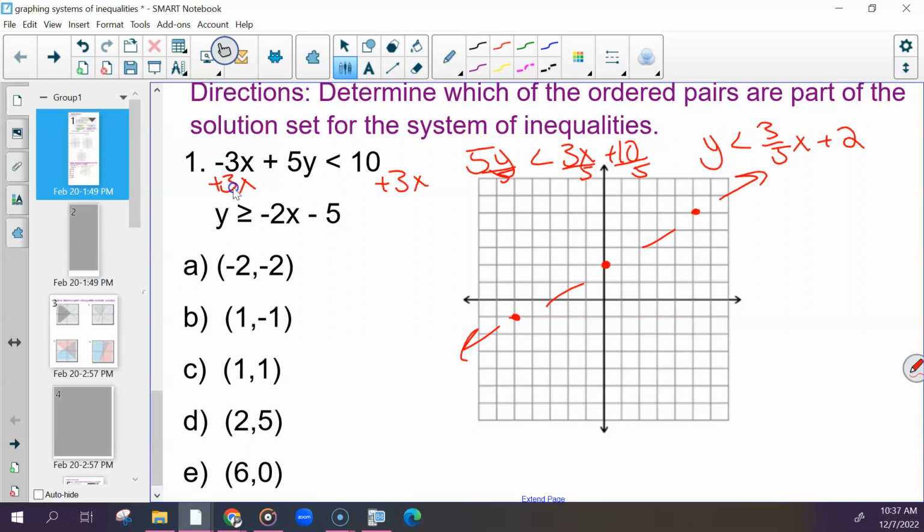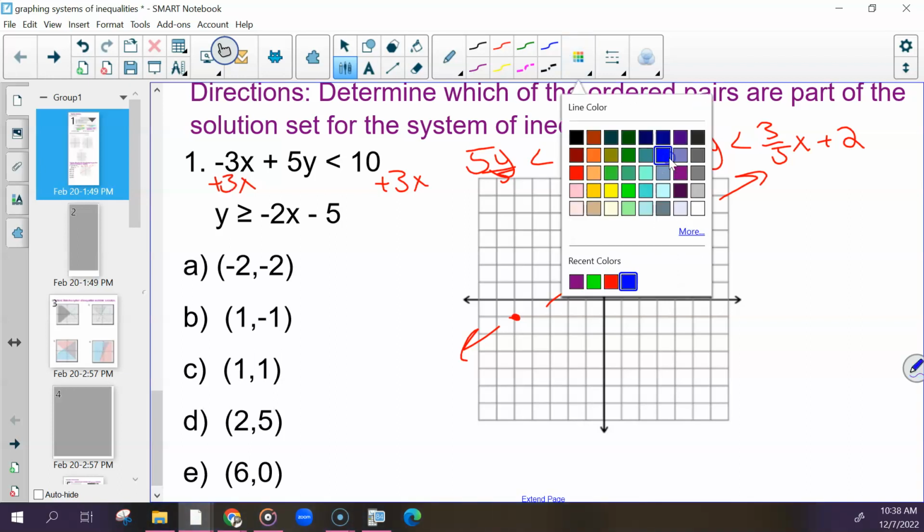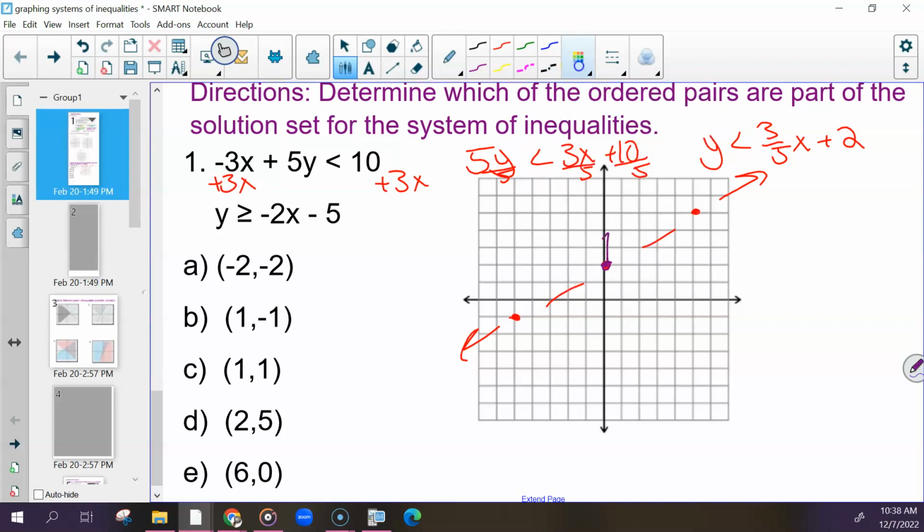Okay. And then this would be shaded above or below. If it's less than, would be shaded above or below? Below. And if you're not sure which way below is, look at your y-intercept. Draw up and down arrows. Below would be down, above would be up. So we're gonna shade down here.